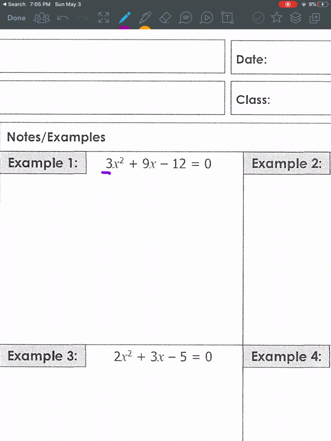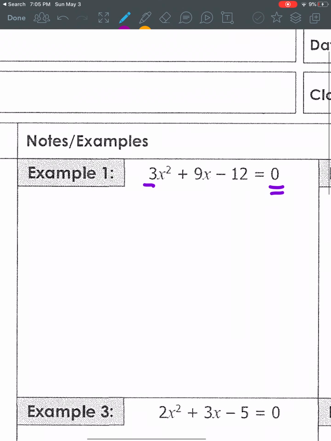Don't forget that your first step is always make sure that your equation is set equal to 0. Make sure you rearrange it if it is not set equal to 0. If it is set equal to 0, then factoring, we always want to find the GCF first. Always check for that. In this case, if we're looking just at the coefficients, 3, 9, and 12, we do have a GCF. 3, 9, and 12, the GCF is 3, okay?